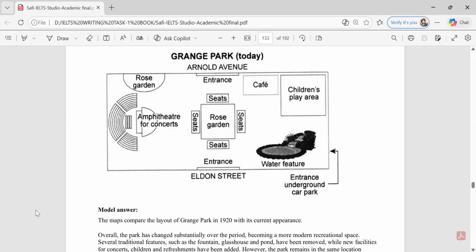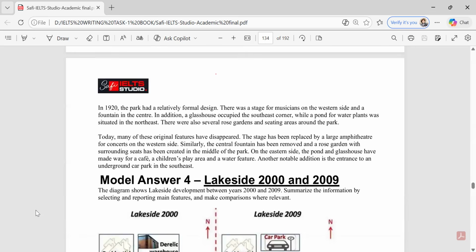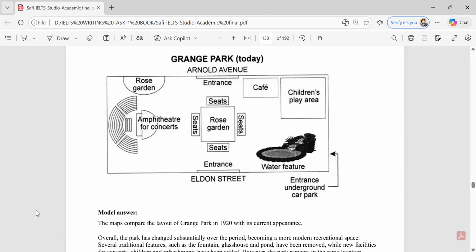सो देयर इज अ कैफे एंड चिल्ड्रन प्ले एरिया हमारे पास बना. So this is how, like, you people, children play area and a water feature. Another notable addition is the entrance to an underground car park in the south east. अब साउथ ईस्ट में देखे पार्क, कार पार्क आया कि नहीं, एंट्रेंस पे देखे. सो दीज आर द चेंजेस.